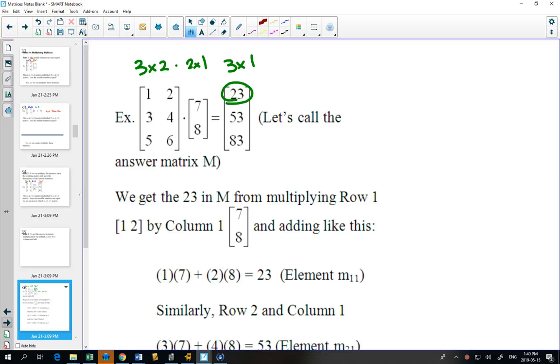So this is what I imagine. I've got row 1 with 1, 2, and column 1 with 7, 8. This is what goes through my head. I don't know if you like the visual, but I imagine this 1 and 2. Oh, I want just this for now.